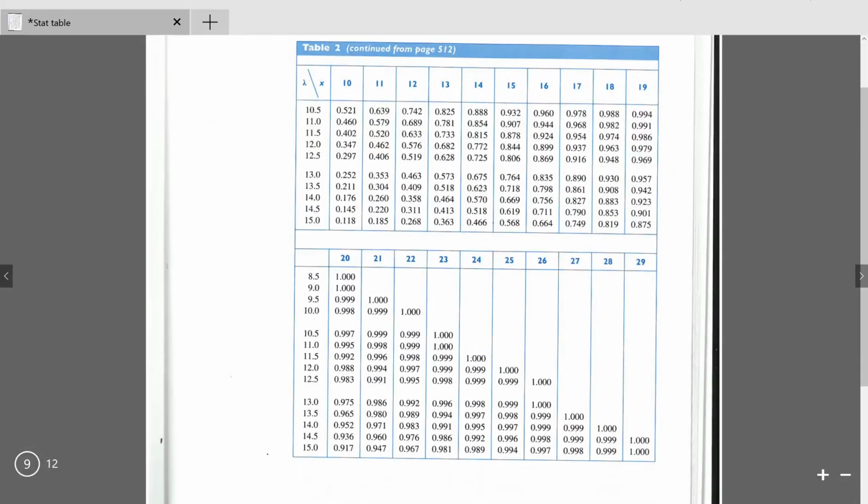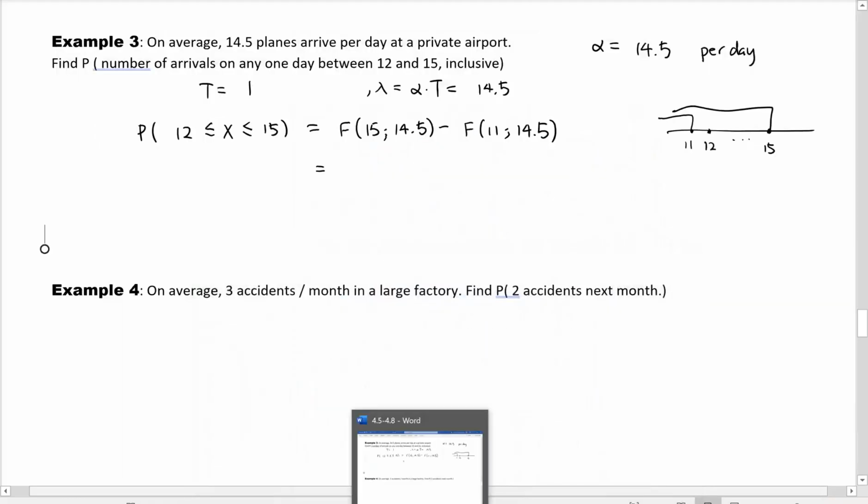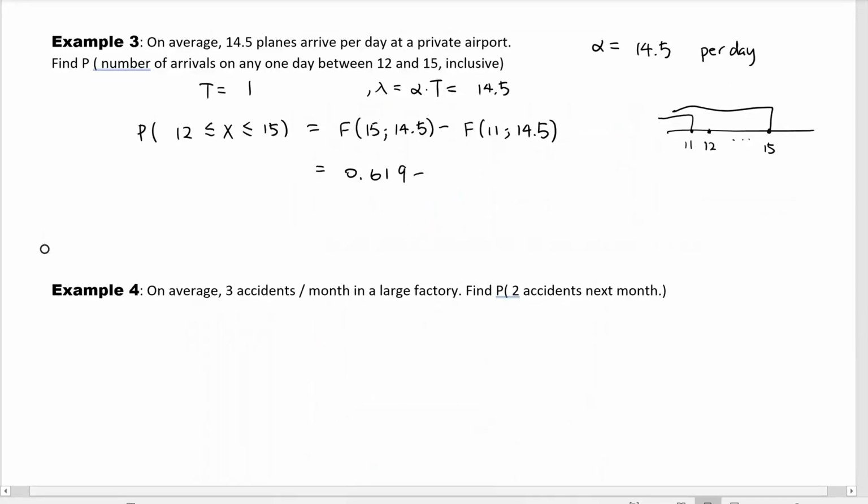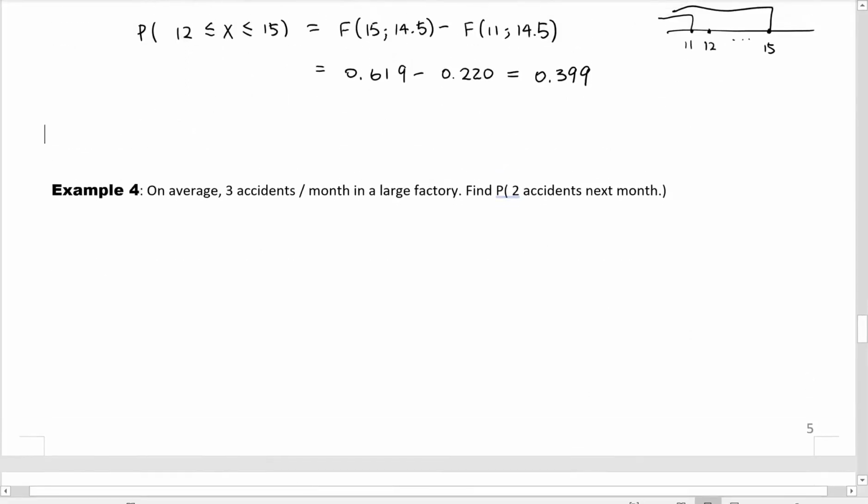Okay. All right. So lambda is 14.5 right here, and then 15 this number, and 11 this number. So 0.619 minus 0.220. So the answer is 0.399. Do you have the same answer? Good. Okay, let's continue.